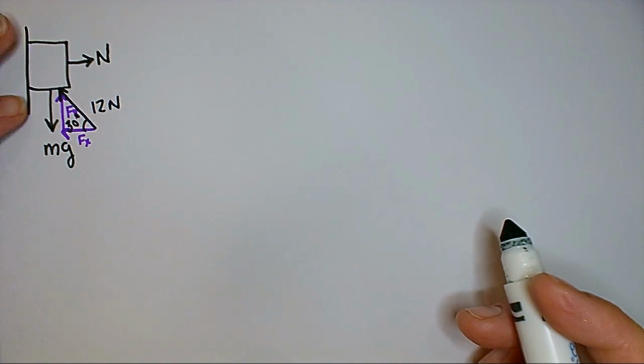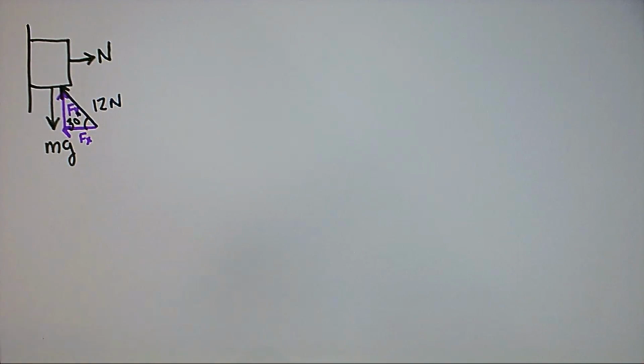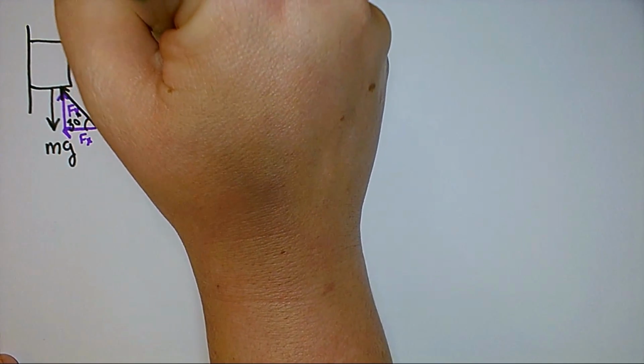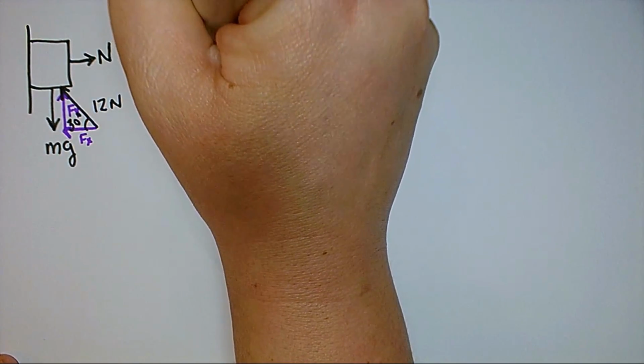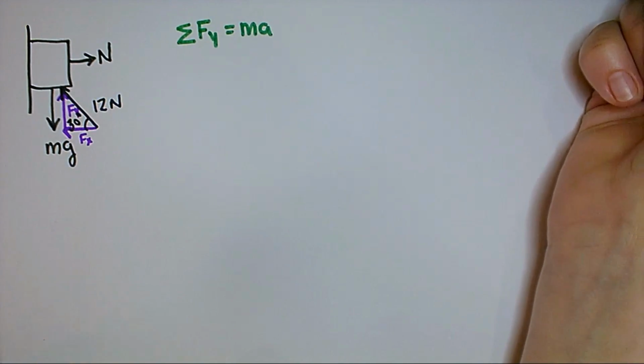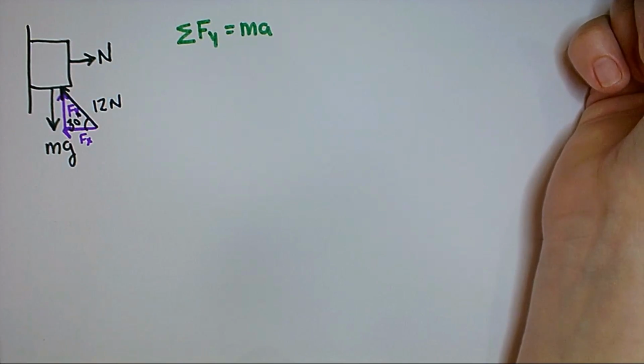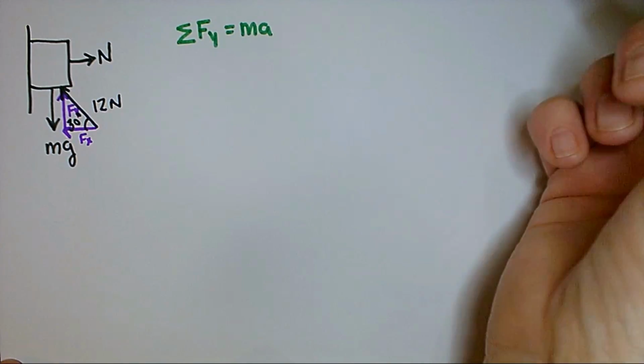But if this block is to move, it's going to move up and down. So we want to deal with the forces in the y direction to see if it will accelerate. So we do sum of the forces in the y equals ma. If we get a positive number, it's going to accelerate upward. If we get a negative number, it's going to accelerate downward. And if we get 0, then it will either not move or move at a constant speed.